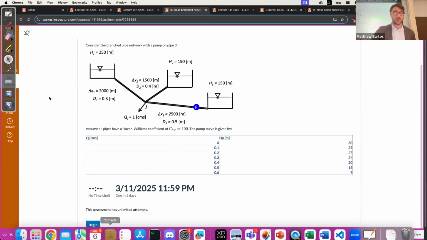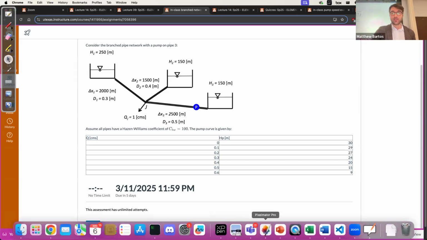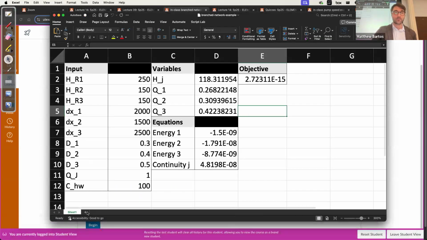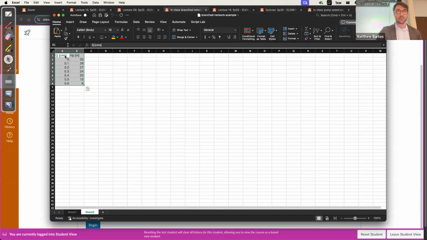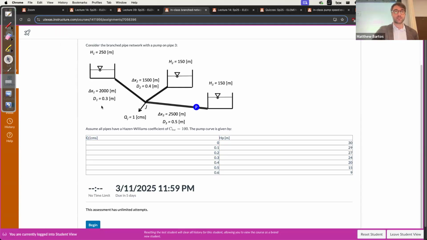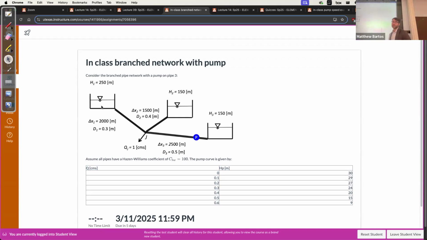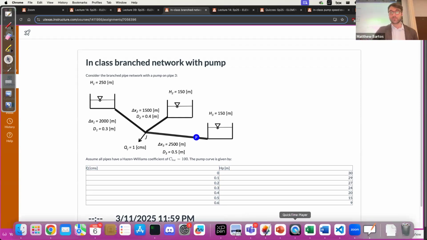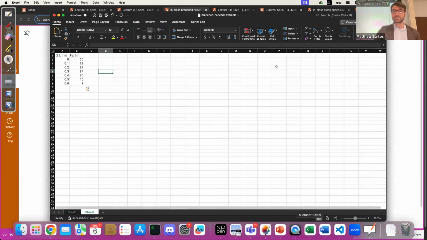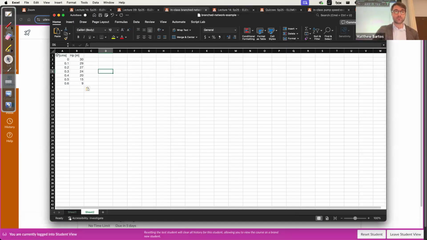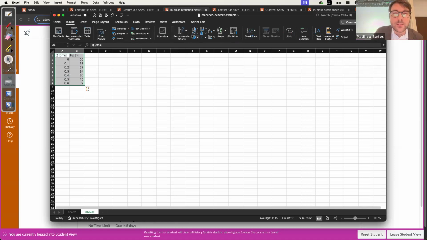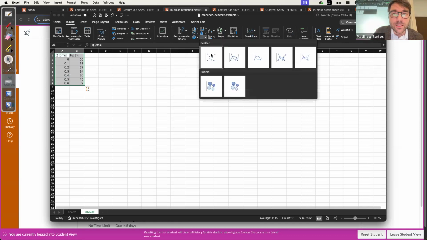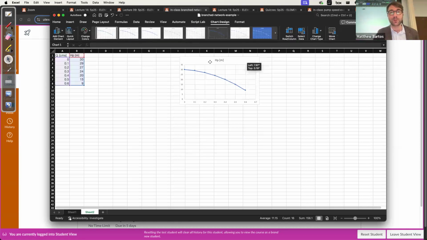So I'm going to take this pump curve and paste it into Excel. This is under Canvas Quizzes, in-class branch network with pump, and I just copied and pasted this pump curve into Excel. So let's go ahead and plot. Insert chart. Let's go with a scatter plot here. There we go. So there's our pump curve.